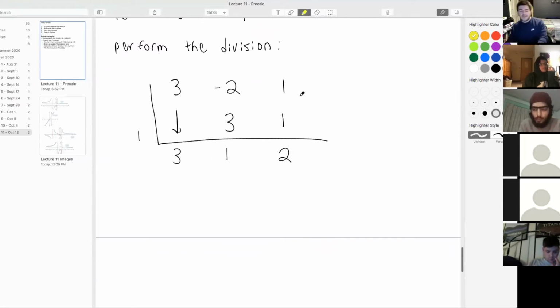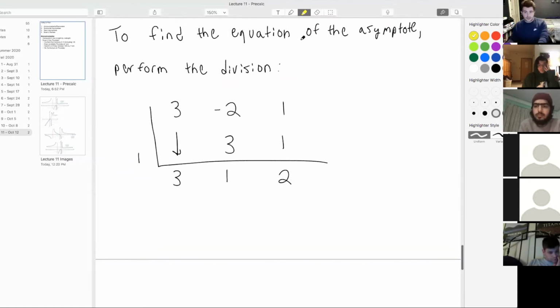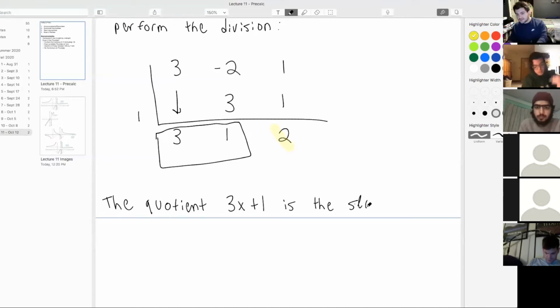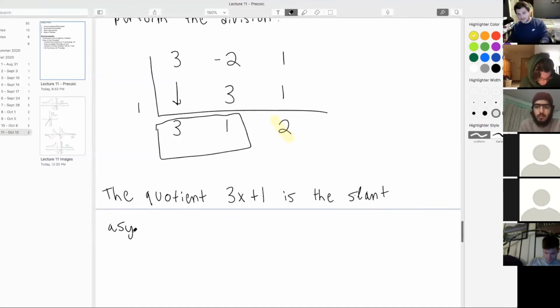Alrighty, now all we care about right now is the quotient. We do not care about this 2, okay? The 2 is the remainder, so that doesn't matter right now. We just care about the quotient, and that's everything to the left of the remainder. So the quotient is 3x plus 1, right? Remember, these numbers here are coefficients of your quotient. That is the slant asymptote. The quotient 3x plus 1 is the slant asymptote. Okay, and that's all there is to be done.